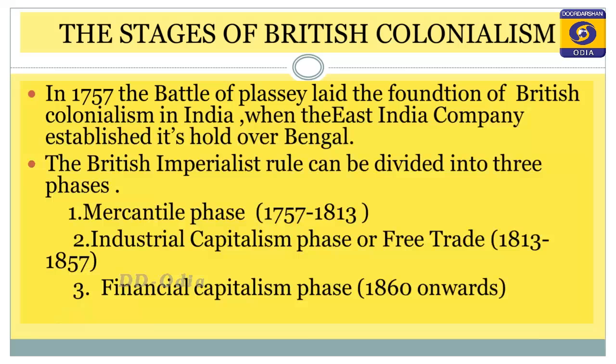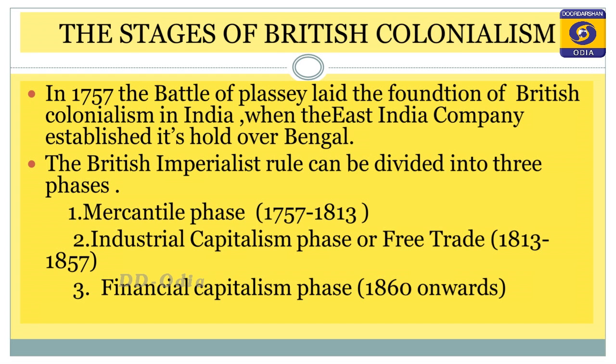Then the stages of British colonialism. In 1757, the Battle of Plassey laid the foundation of British colonialism in India. When the East India Company established its hold over Bengal, the British imperialist rule can be divided into 3 phases.